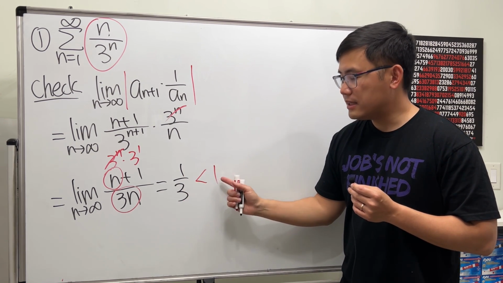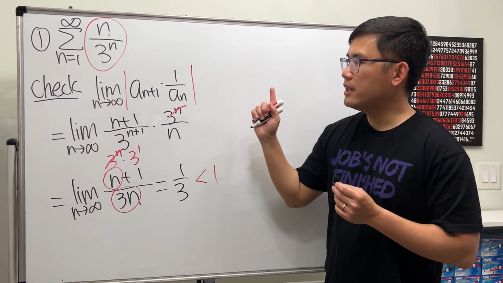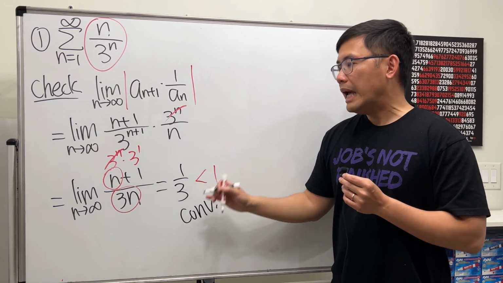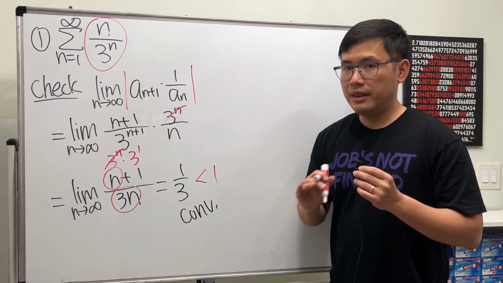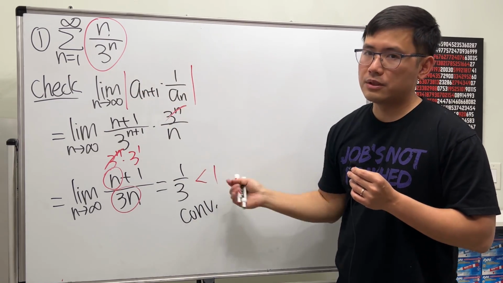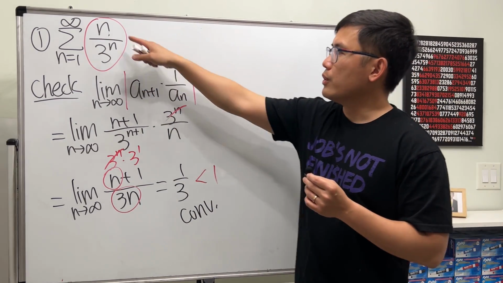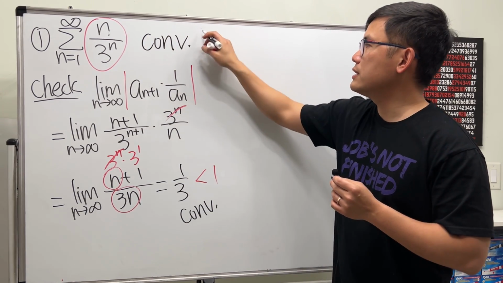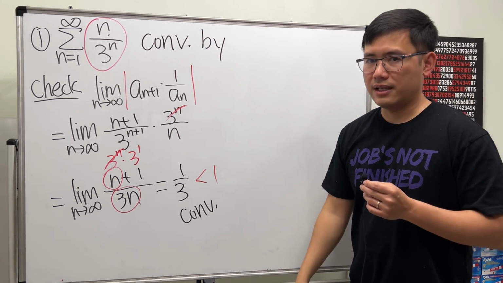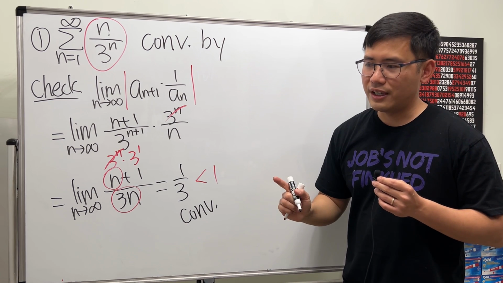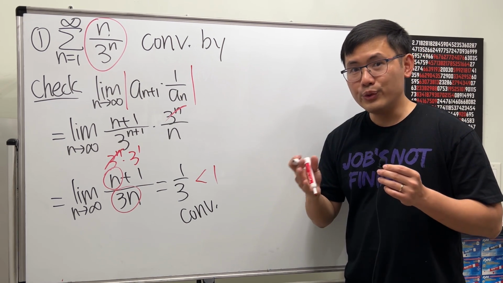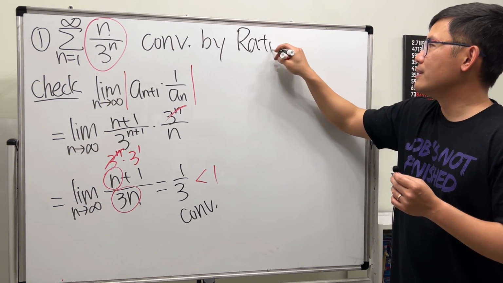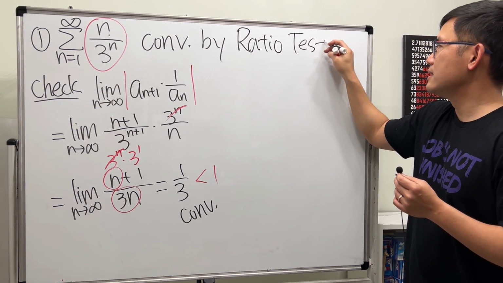This right here is less than 1, therefore we can say this right here converges. And we know this limit cannot be negative because we apply the absolute value already. So right here we can come here and say this series converges by ratio test, but do not abbreviate ratio test because root test is also RT, so just spell it out. By ratio test.